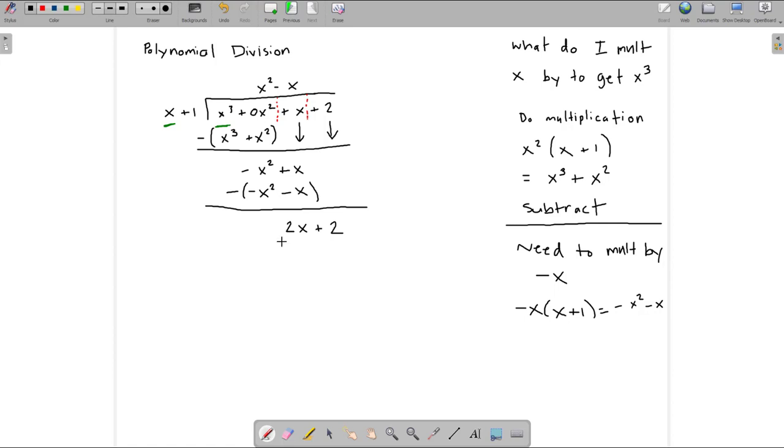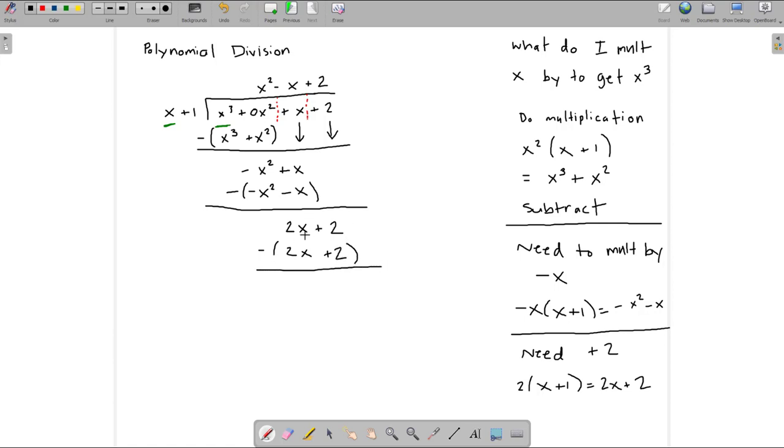And now I want to see what I need to multiply my factor by to get to this 2x. So I already have x, but I'm missing the 2. So all I need now is a plus 2. And I do that multiplication. Need plus 2. And distributing that, 2 times x plus 1 equals 2x plus 2. So I'm subtracting that, 2x plus 2.